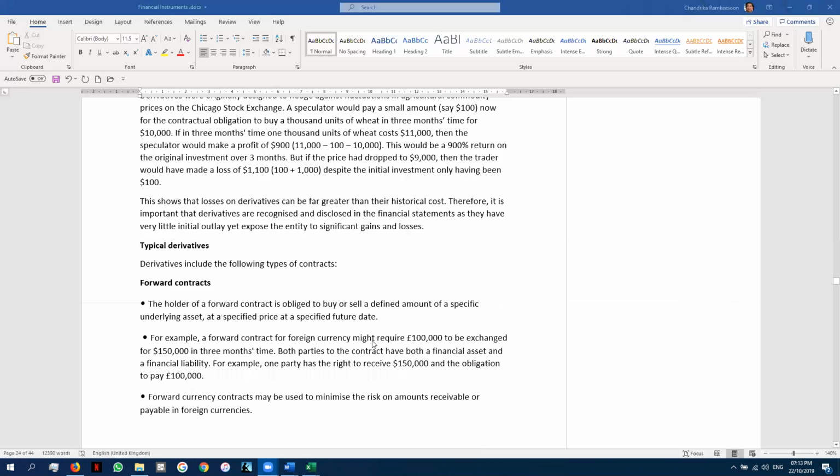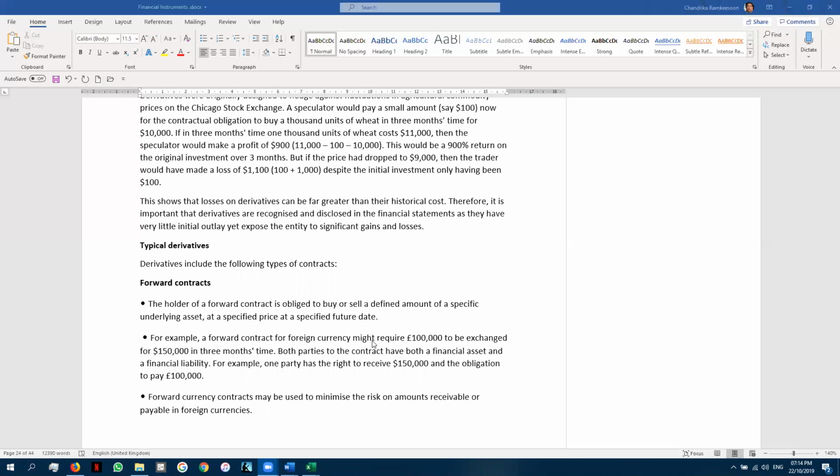Typical derivatives. Now, there are many types of derivative instruments, but for our purpose here, the types that we would normally encounter have been stated with a brief description. Derivatives include the following types of contracts. Forward contracts. The holder of a forward contract is obliged to buy or sell a defined amount of a specified underlying asset at a specified price at a specified future date.